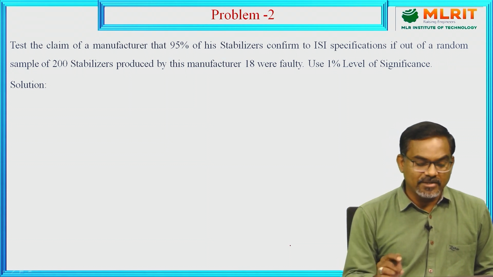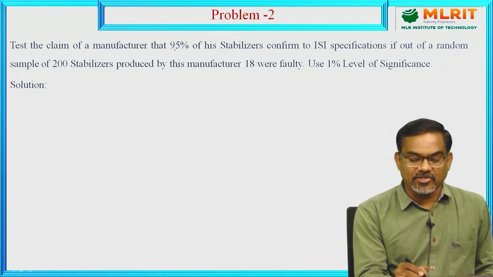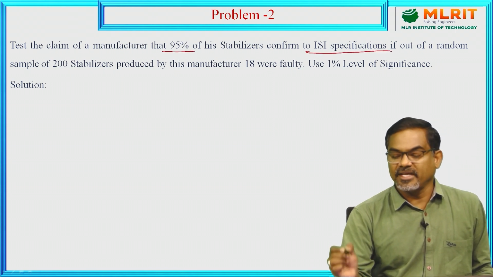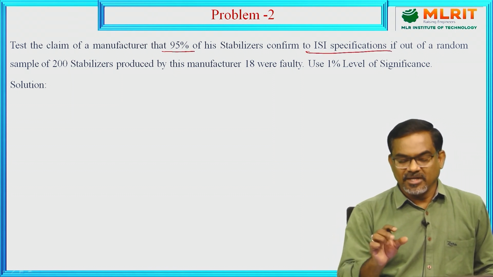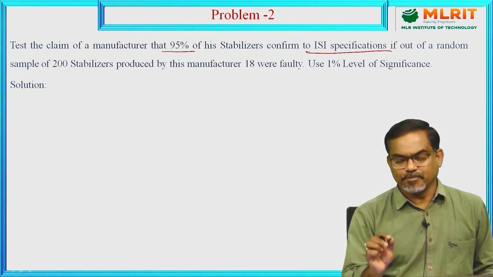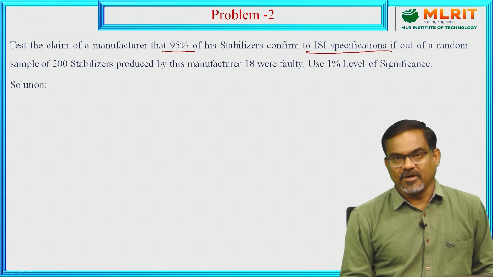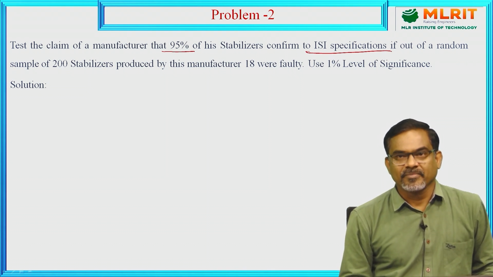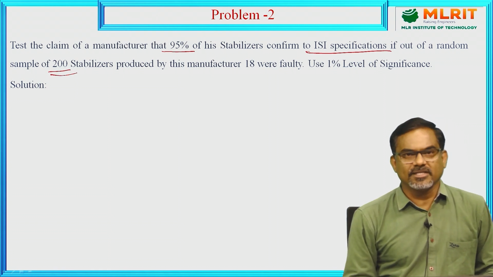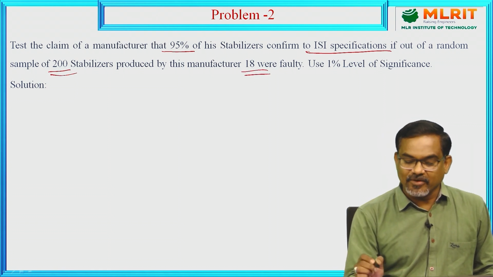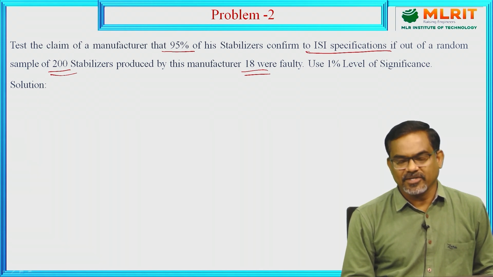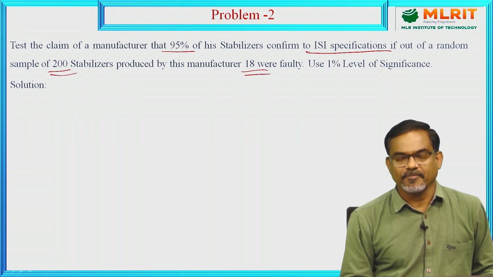So again I repeat, test the claim of a manufacturer that 95% of his stabilizers conform to ISI specifications. Here the manufacturer gave a claim that 95% of his product is perfect, or under ISI specification. Now we have considered a random sample of 200 stabilizers. Out of 200, 18 were faulty. Now test the claim of the manufacturer at 1% level of significance.